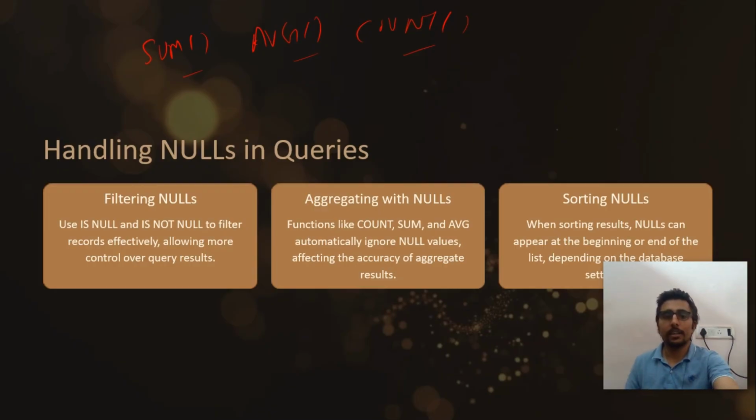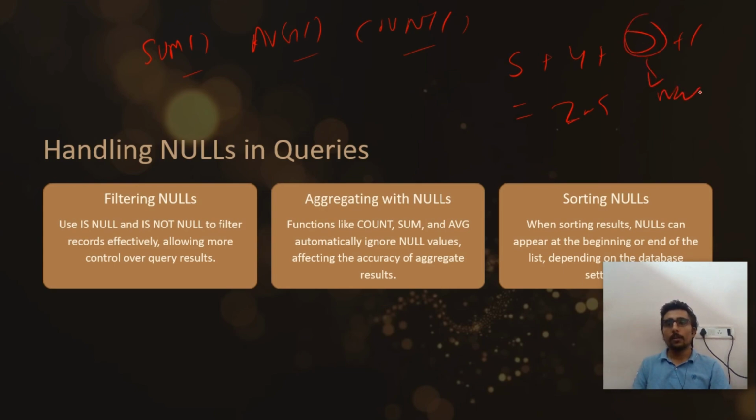So, for example, let's say the value is 0 instead of null, and the values are 5 plus 4 plus 0 plus 1. Then how much will the average be? 9 plus 1, 10 by 4. The average is 2.5, right? But if you ignore this and put it as a null value, then how much average is coming? 10 by 3. In decimal, it will be 3.3 something. So here is where the difference arises.